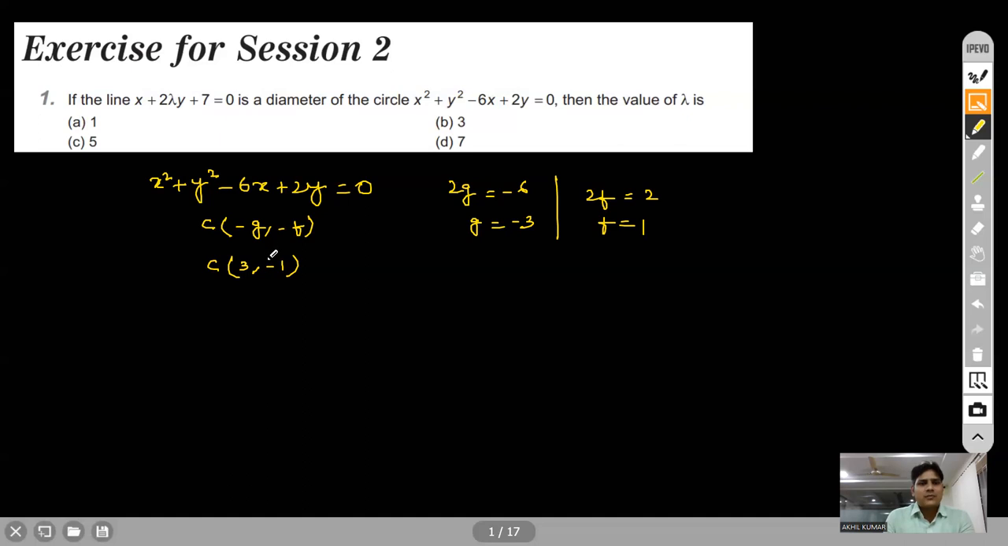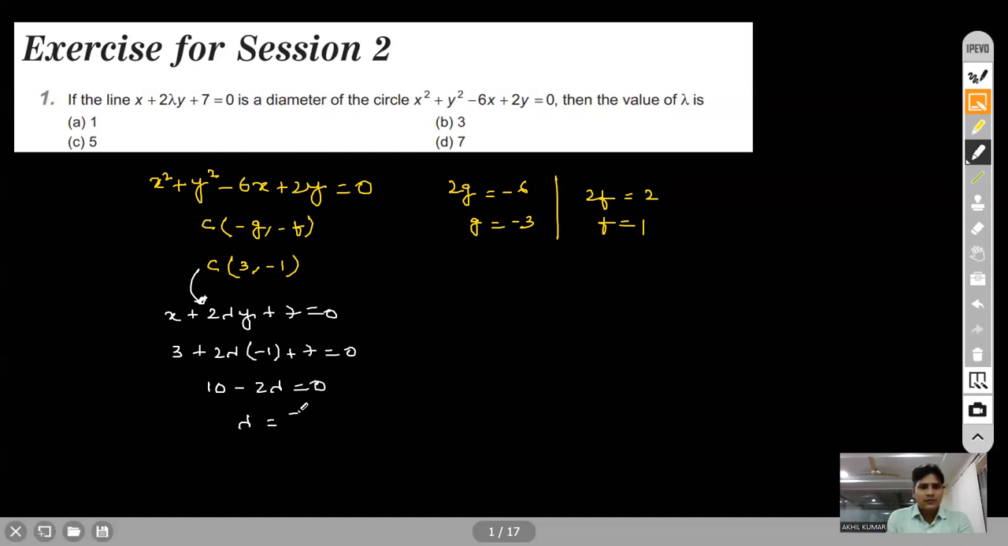Now it must lie on the diameter, and we know the equation of the diameter. Diameter is given as x plus 2 lambda y plus 7 equals to 0. Now this point must satisfy this. So put the value of x and y here. So 3 plus 2 lambda, what is y? Minus 1 plus 7 is equal to 0. So this will become 10 minus 2 lambda is equal to 0. From here we get lambda is equal to 5. Okay, so this is our answer, lambda equal to 5. So option C is correct.